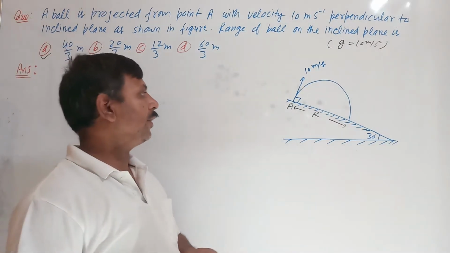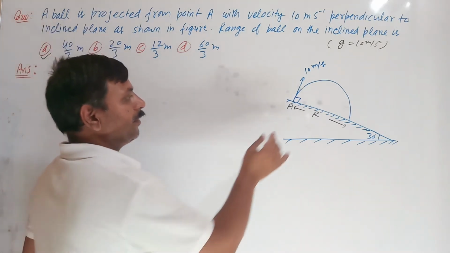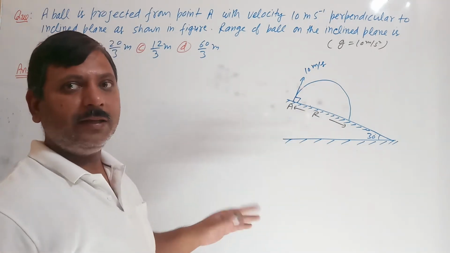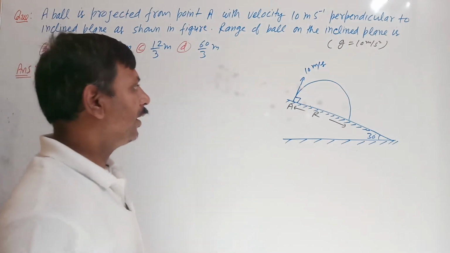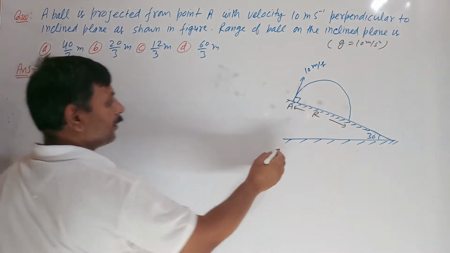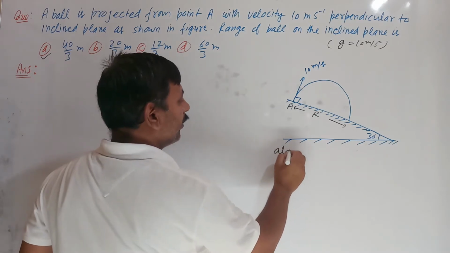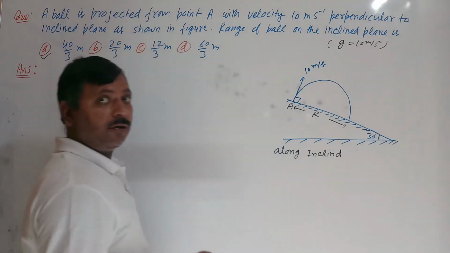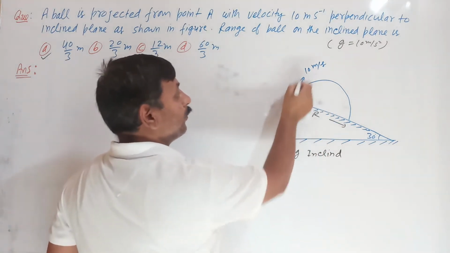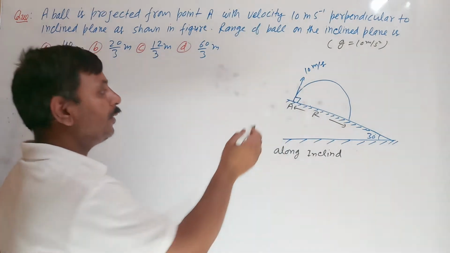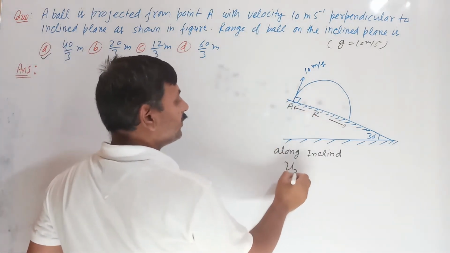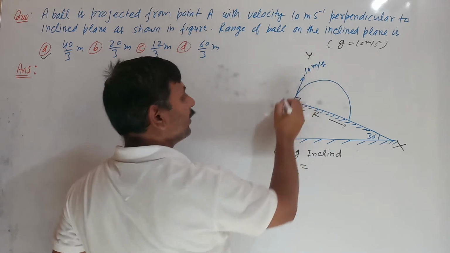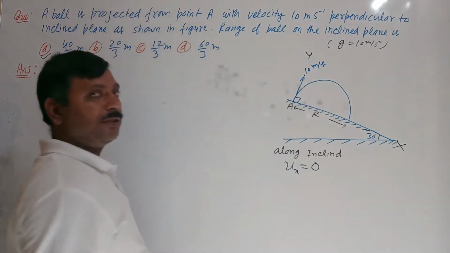See here, one more method I want to discuss for your knowledge. We want to take two types of motion: one is along the incline and another is perpendicular to the incline. Okay, see here. Along the inclined plane, this is 10 meter per second. Suppose this is x and this is y. Along the inclined plane, the initial velocity is 0.